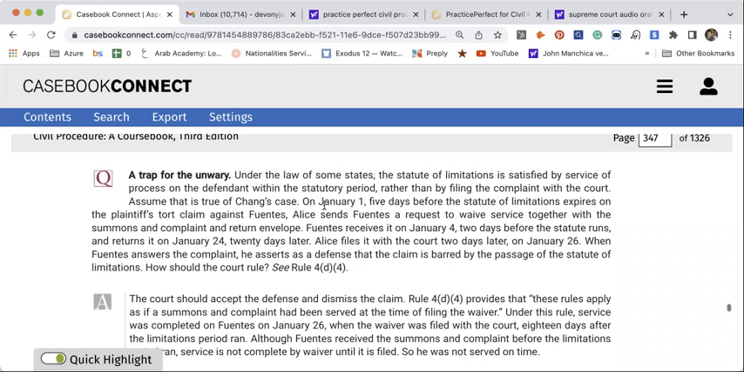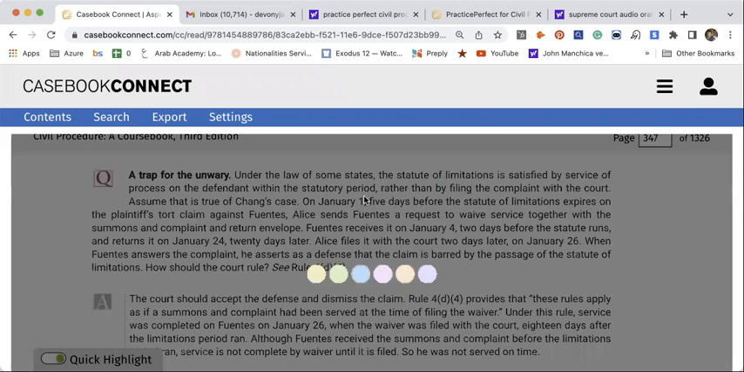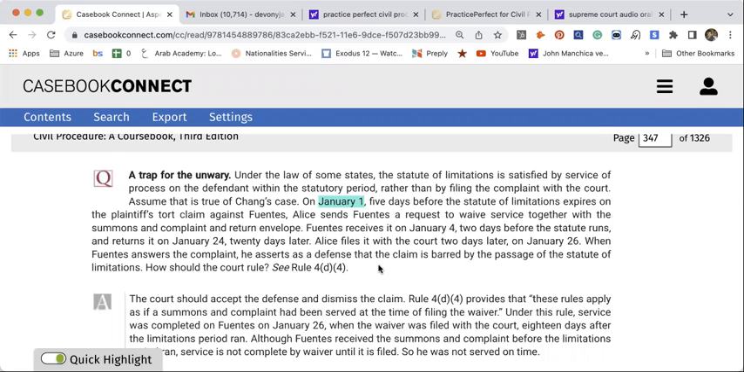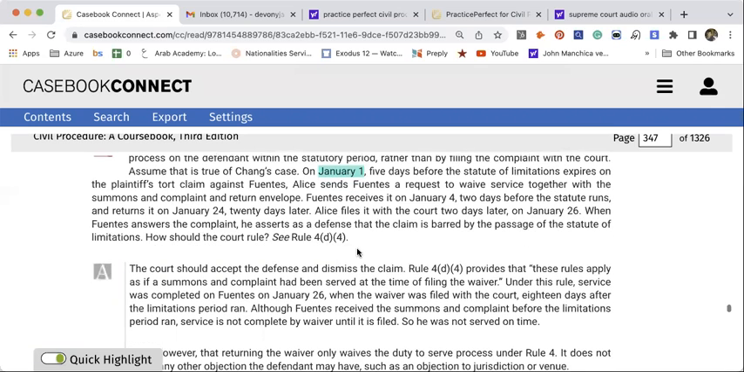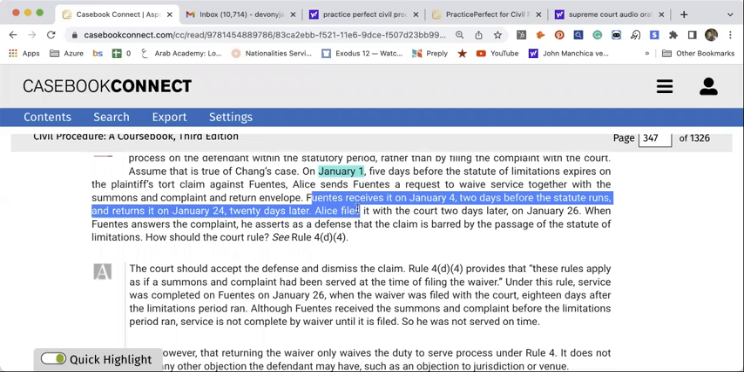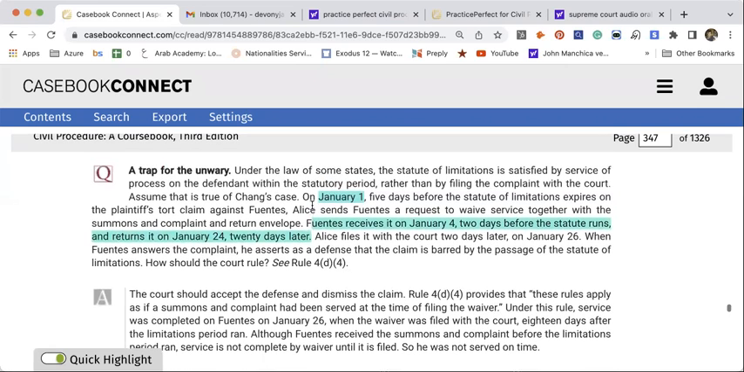On January 1st, 5 days before the statute of limitations expires on the plaintiff's tort claim against Fuentes, Alice sends Fuentes a request to waive service together with the summons and complaint and return envelope. Fuentes receives it on January 4th, 2 days before the statute runs, and returns it on January 24th, 4 days later. Alice files it with the court 2 days later on January 26th.